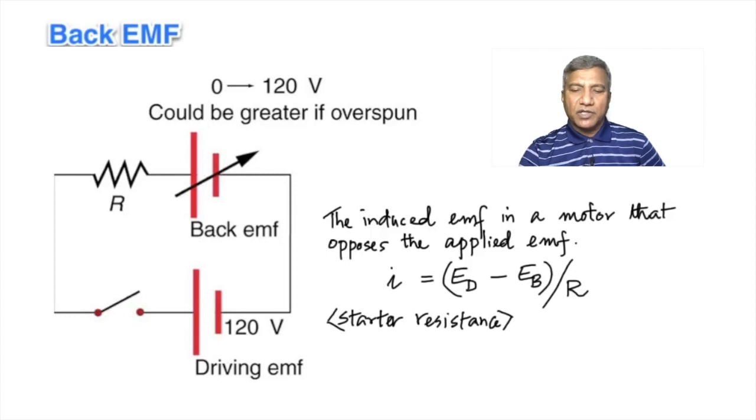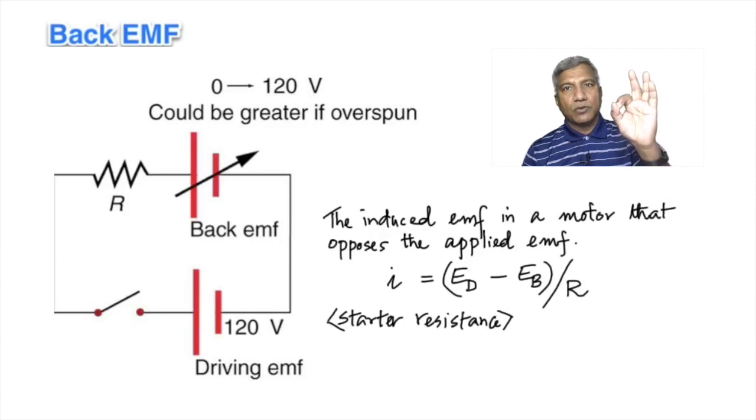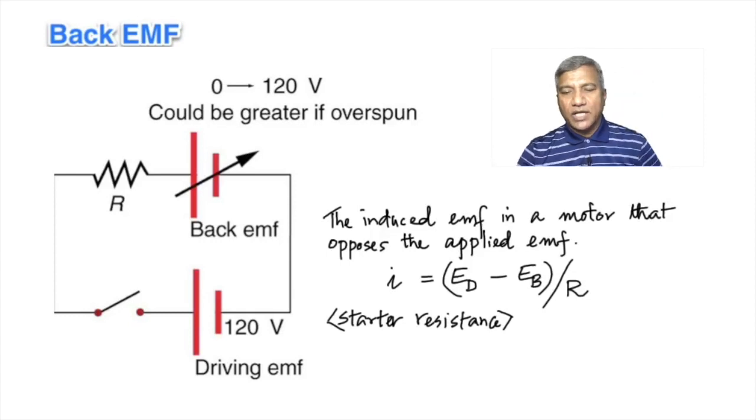So you have the driving EMF, which is the applied one. You also have the back EMF. Is the back EMF constant? No, it's not. When the motor is switched on, what's the value of the back EMF? 0. All right, so that means the current at the start of a motor is going to be really high because you do not have the negative quantity.